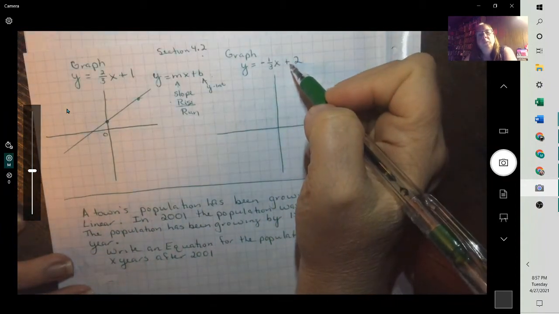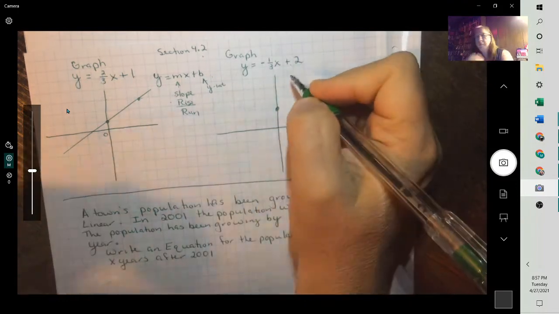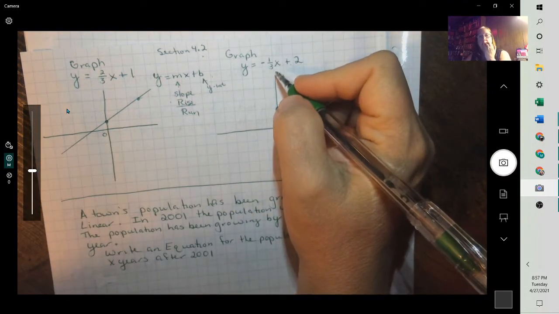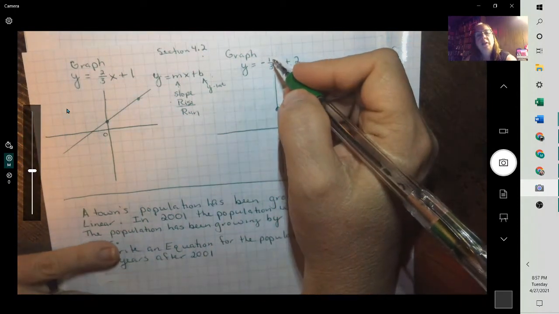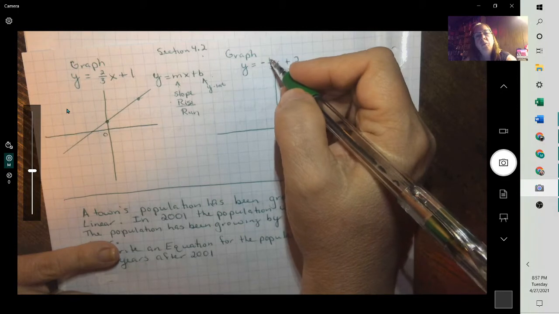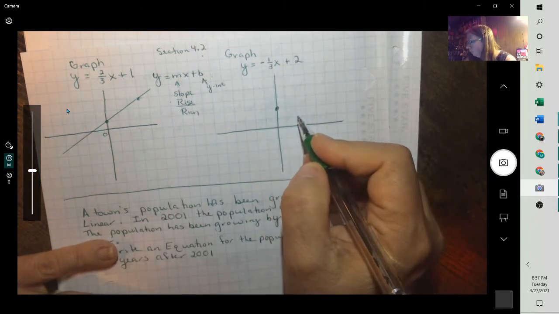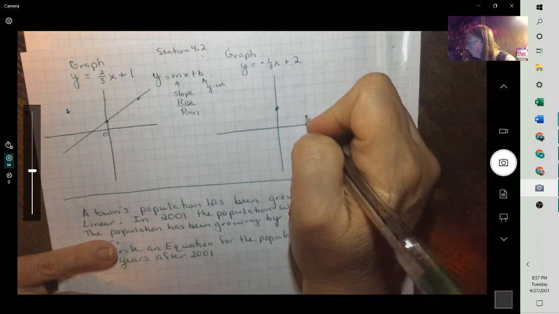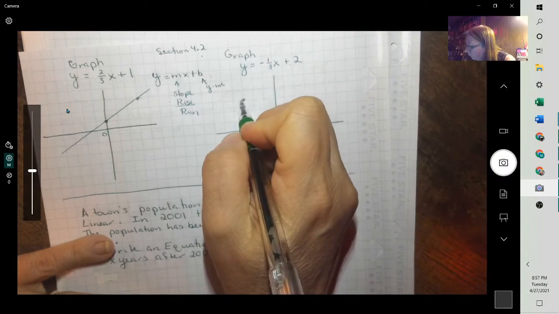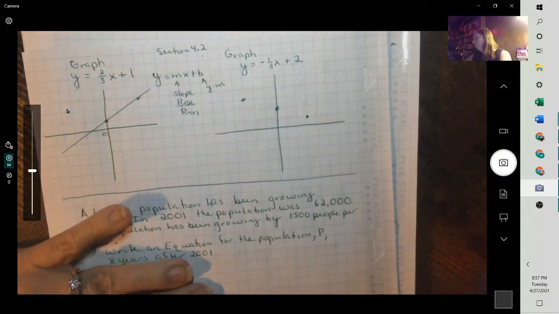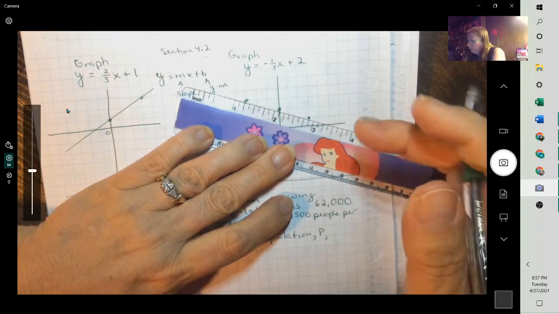Okay, so let's look at this one. The y-intercept is 2, so we mark 2. But then the slope is negative 1/3. Now you put the negative with one or the other. I always put it with the top if possible, so I go down 1 and right 3. Down 1 and over 1, 2, 3. I could also go up 1 and back 1, 2, 3. Notice this line is going down and the slope was negative.